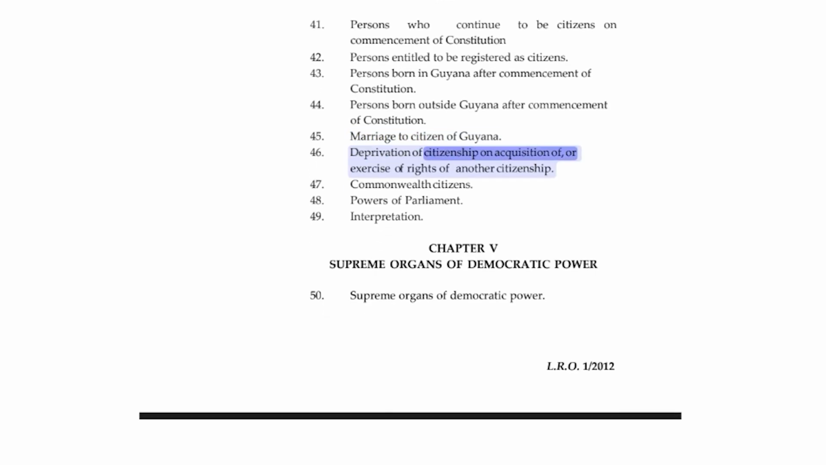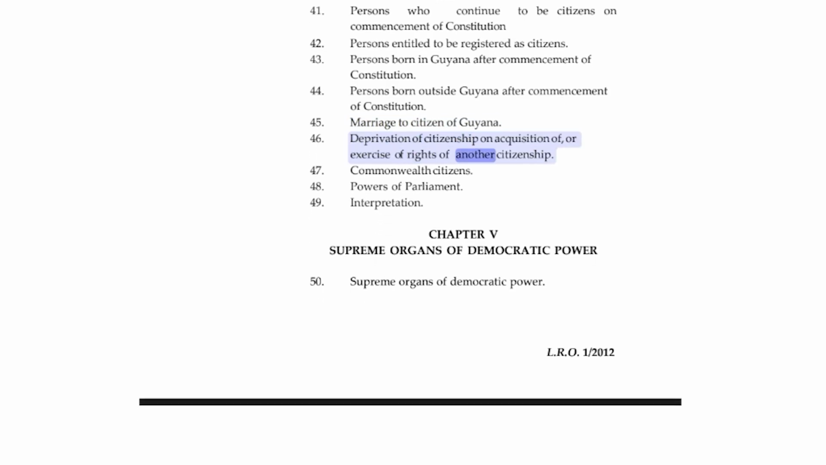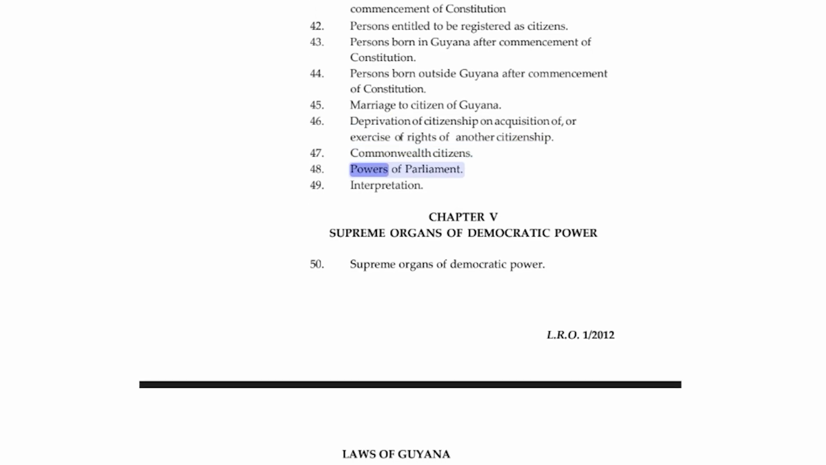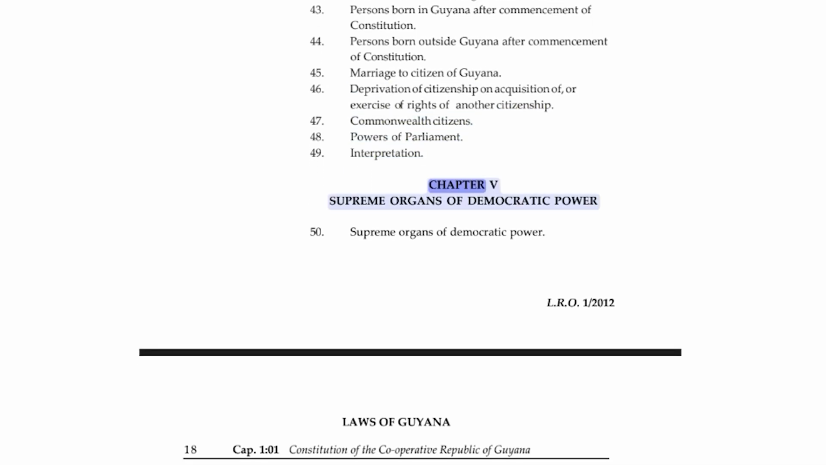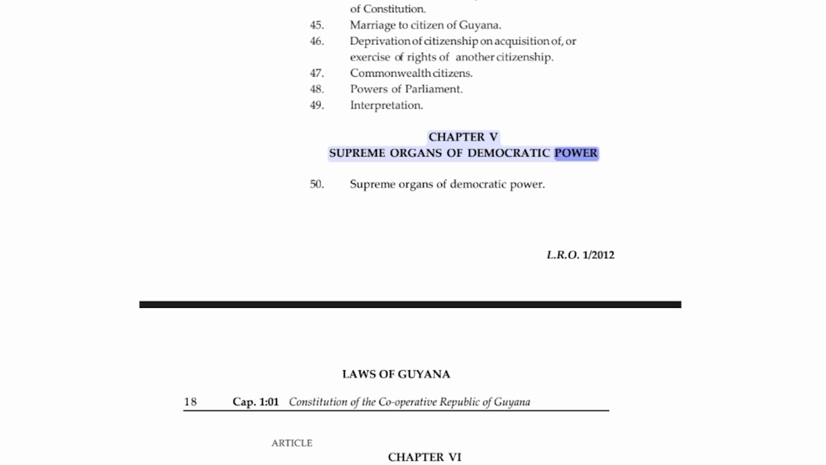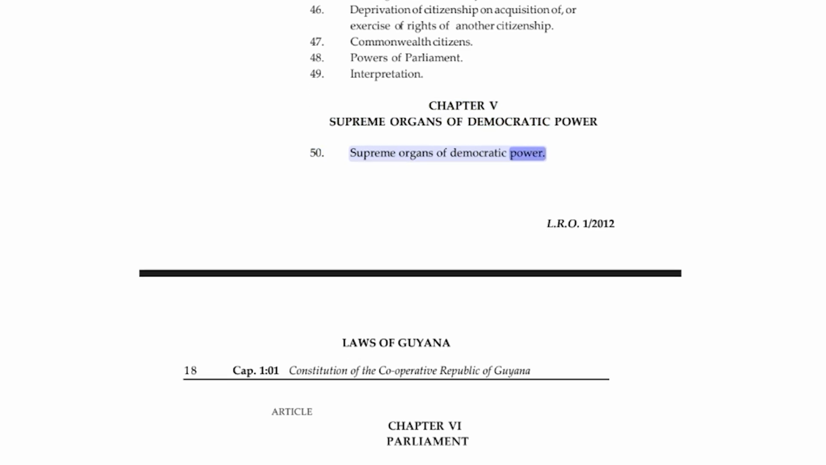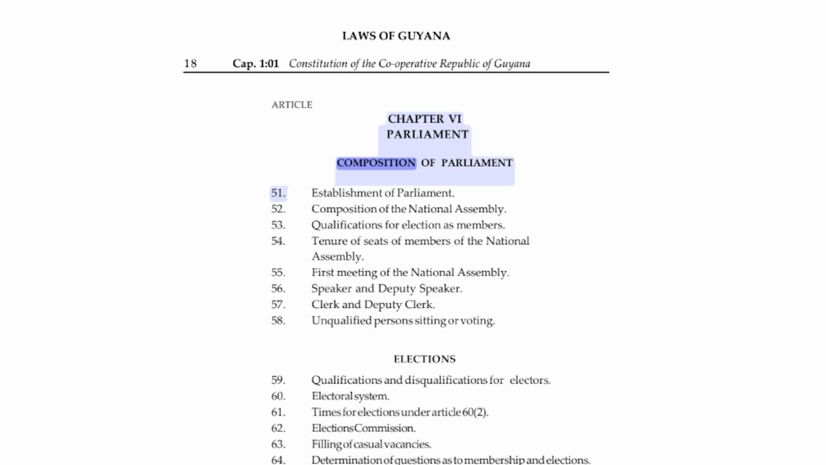Deprivation of citizenship on acquisition of, or exercise of rights of another citizenship. Commonwealth citizens. Powers of Parliament. Interpretation. Chapter 5 Supreme organs of democratic power. 50. Supreme organs of democratic power. Article. Chapter 6 Parliament. Composition of Parliament.